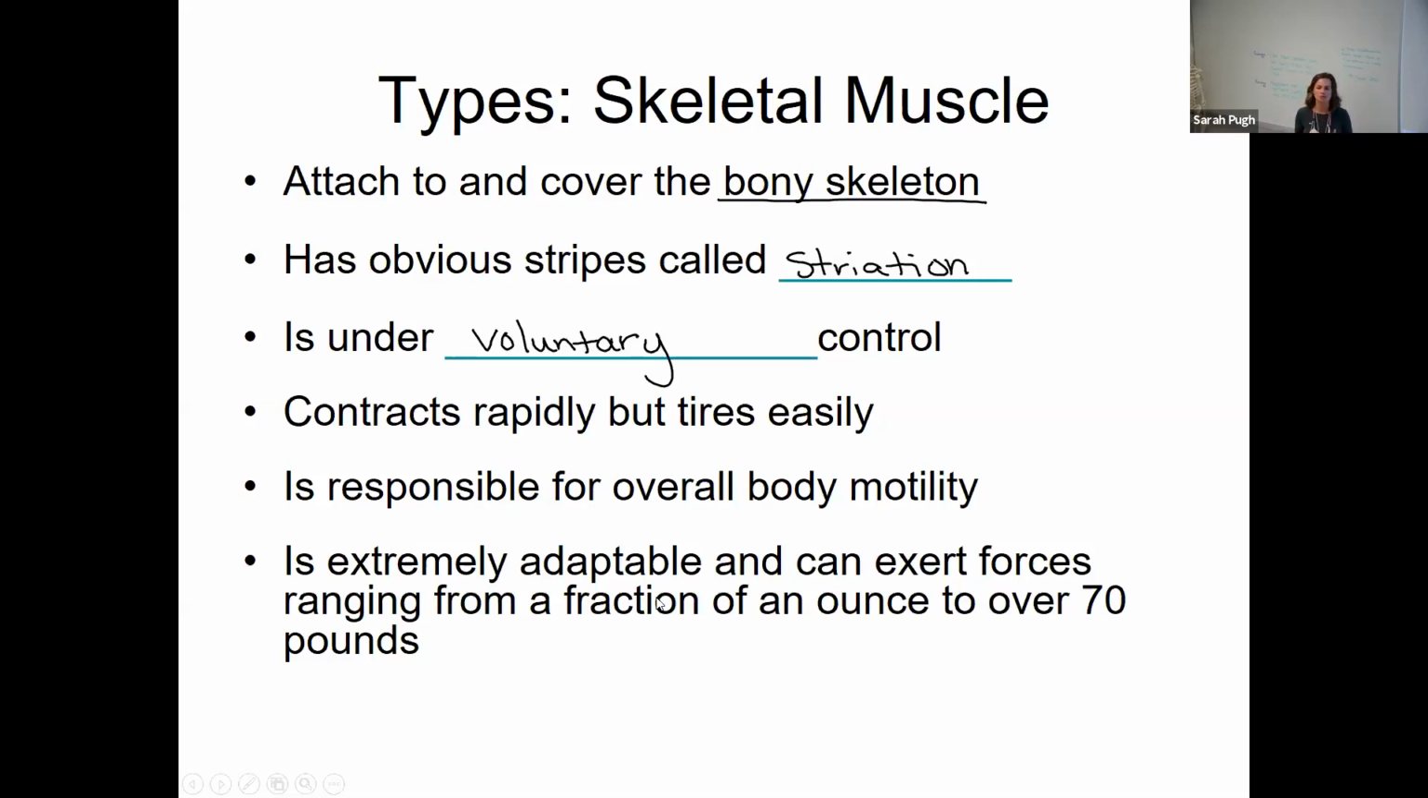Same thing with smooth muscle in your body. It's constantly contracting, but it's not getting tired. So skeletal muscle does have a tendency to tire easily. Obviously, this is going to be responsible for your overall body movement.